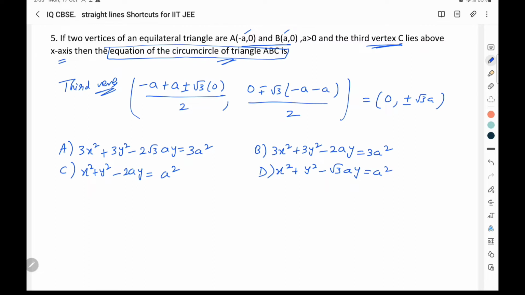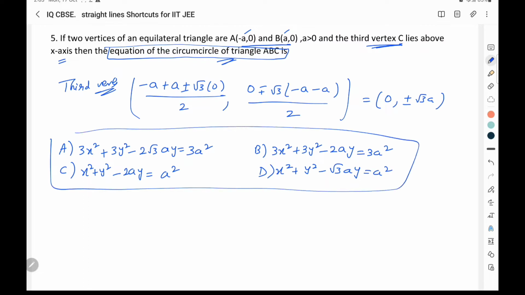Okay, I have noted down all the 4 options. This is a previous year JEE question, so just keep an eye on this. We need to substitute this one in the place of x, this one in the place of y in all the equations, and whatever answer we get, just tick it. So we are using the substitution method after getting this third vertex.